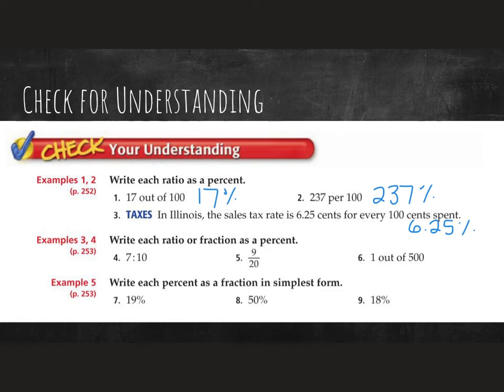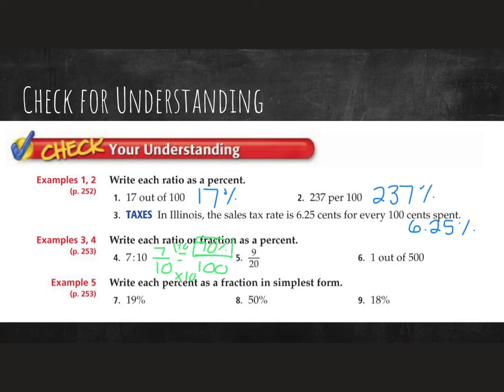Jumping to the next group of questions, write each ratio or fraction as a percent. Percents are out of 100. Looking at number 4, 7 to 10, I'm going to write that as 7 over 10 and put my new denominator out of 100. 10 times 10 is 100. 7 times 10 is 70. So my answer is 70%.